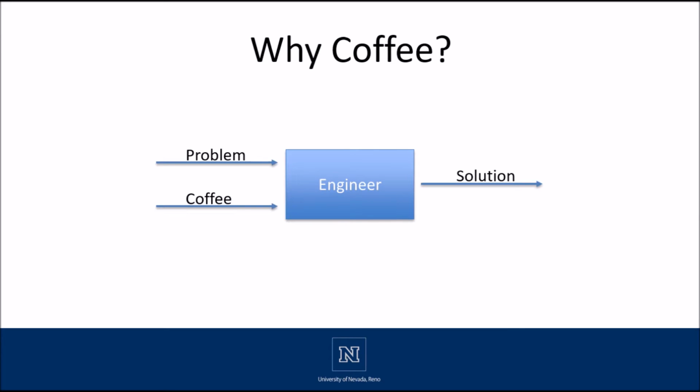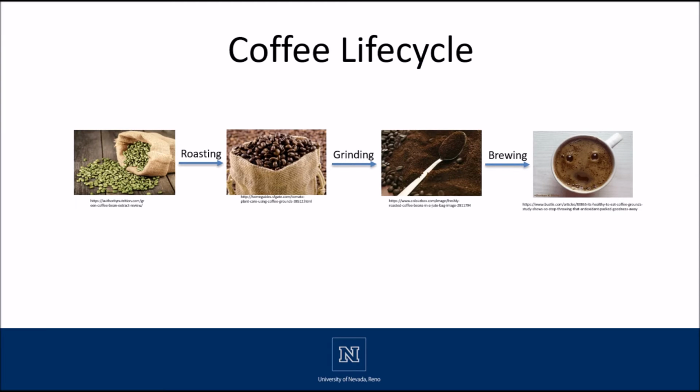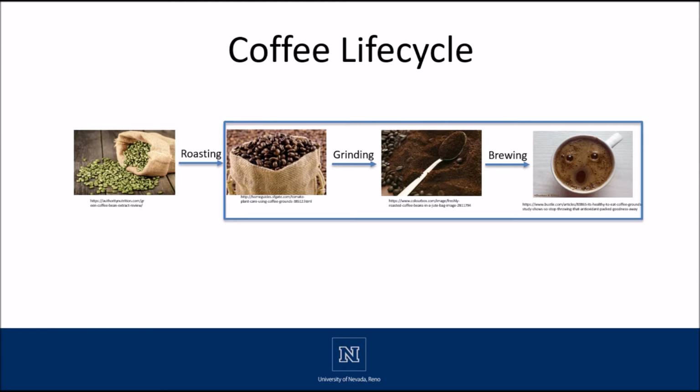So why coffee? As you can see from this flowchart, for an engineer to make a solution, there has to be a problem, and it could be any problem. But additionally, coffee is needed for any solution. An engineer needs coffee. So this is a coffee life cycle. We'll be focusing on the grinding of the coffee and the brewing of the coffee.